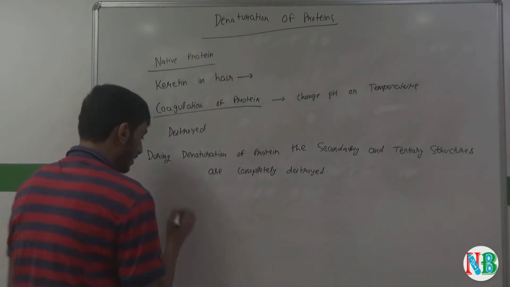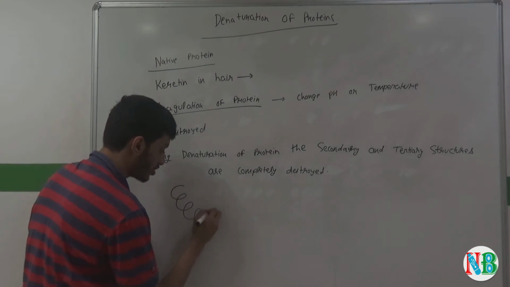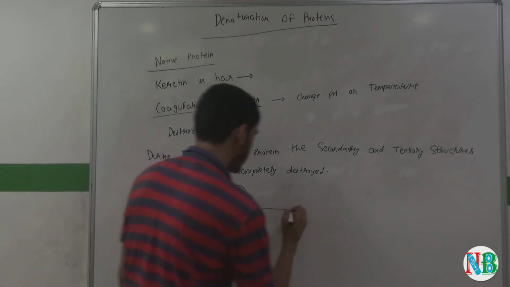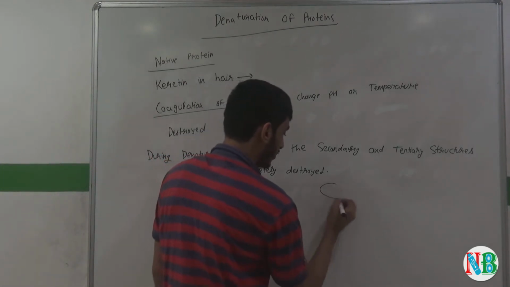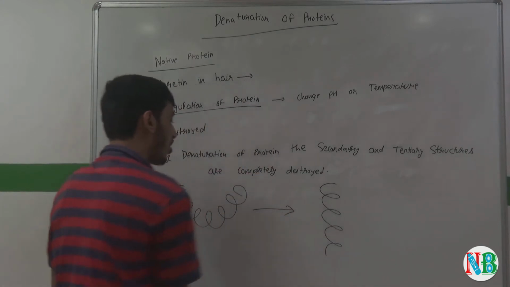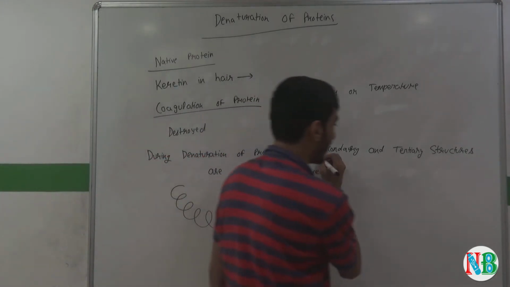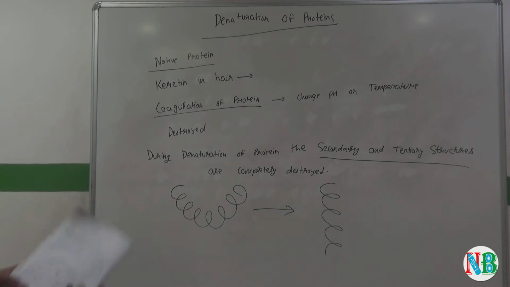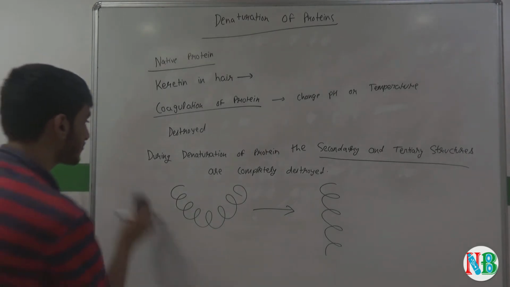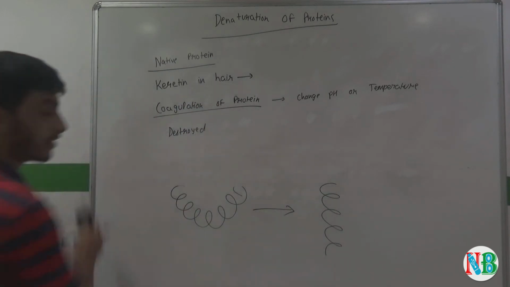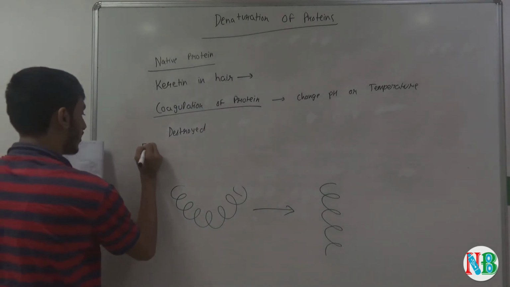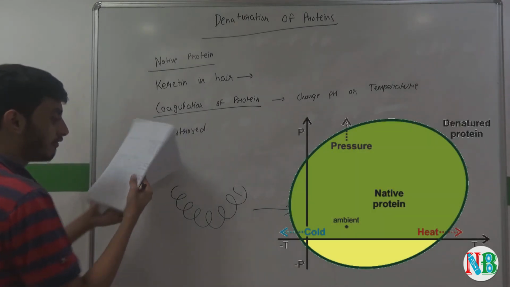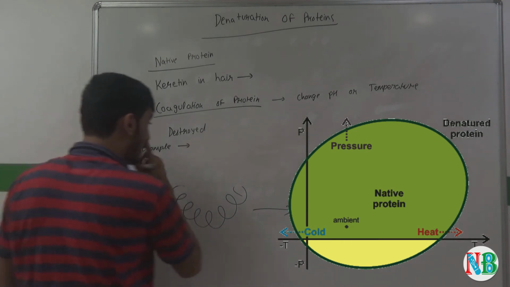So for example, suppose you had a structure which looked like this. After the process, after the coagulation, you form this. So it has lost all the data of the secondary and the tertiary structures. If I give you an example, the example is the coagulation of white of an egg.